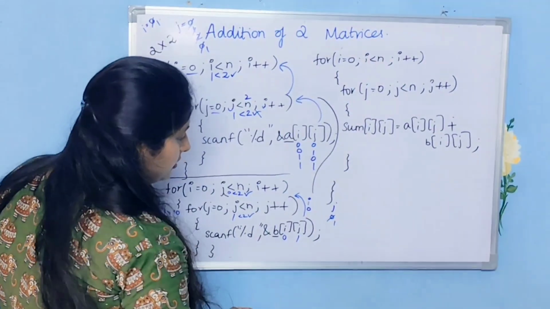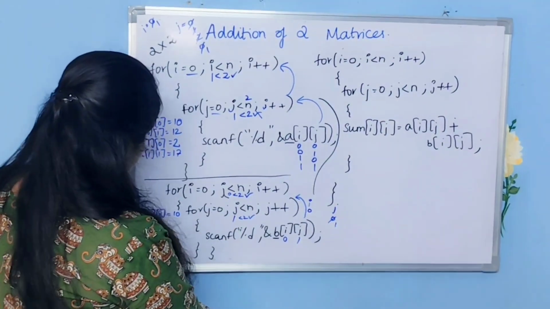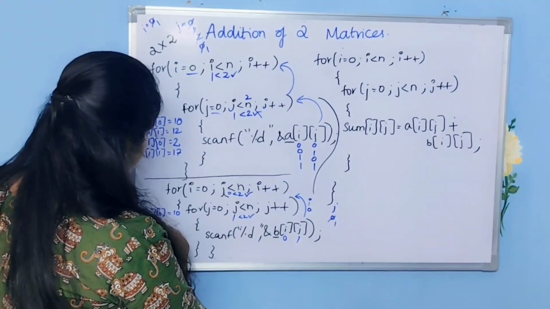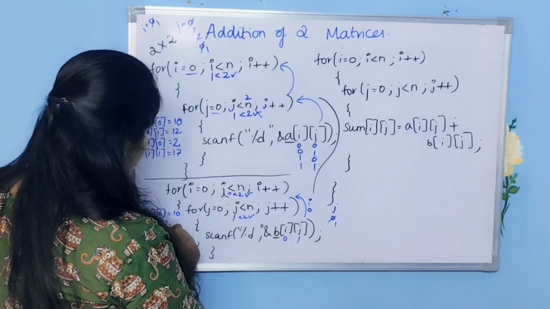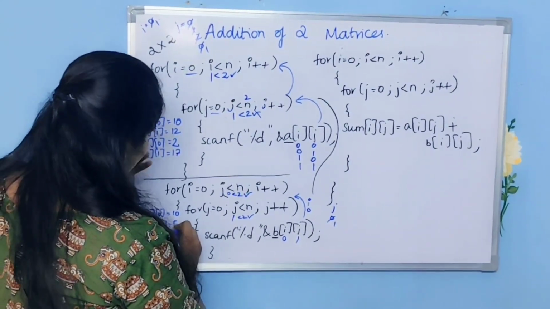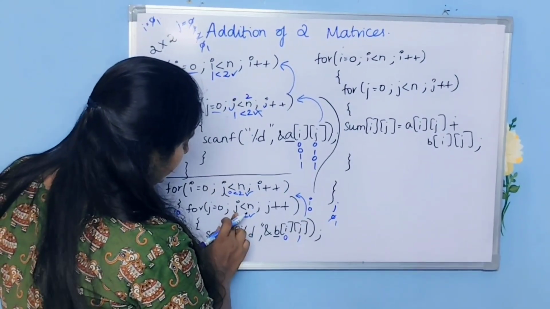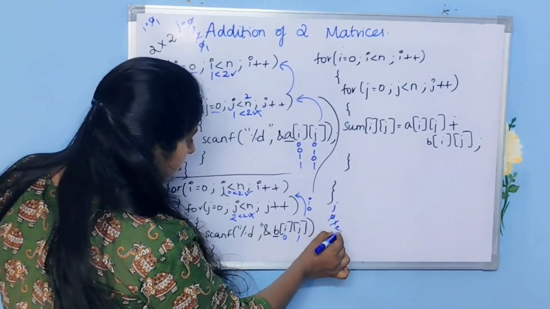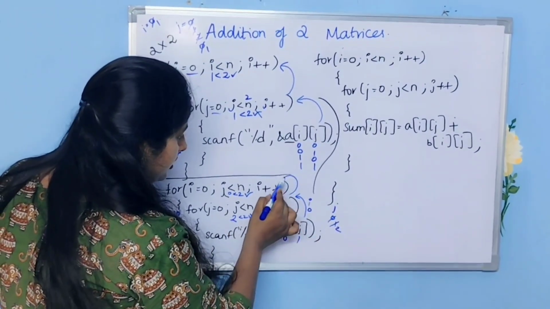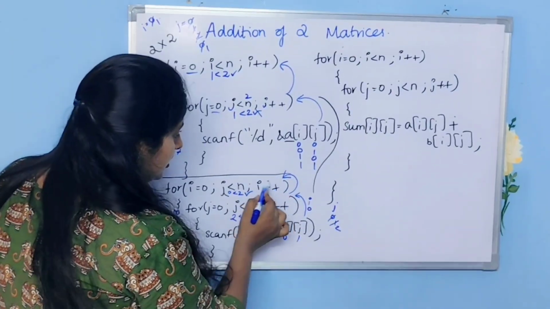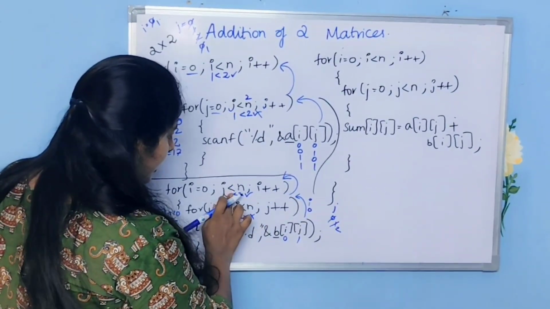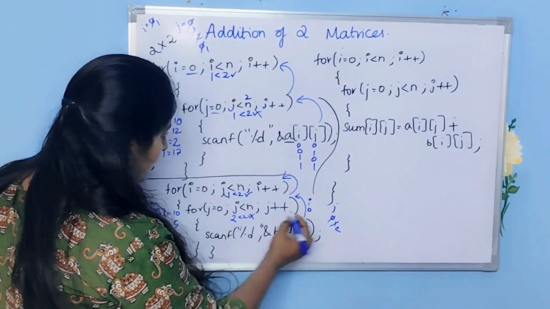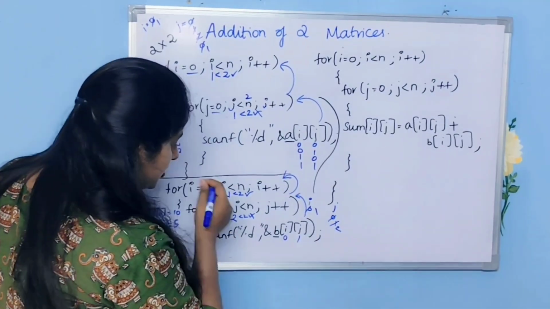So j equals 1. Now B of 0, 1 is equal to, for example, 5. Again, the j value is incremented. J is 2, but the condition is false. So where is it going? It goes to the i increment. I equals 1. 1 is less than 2, condition true. Okay, so it goes inside.